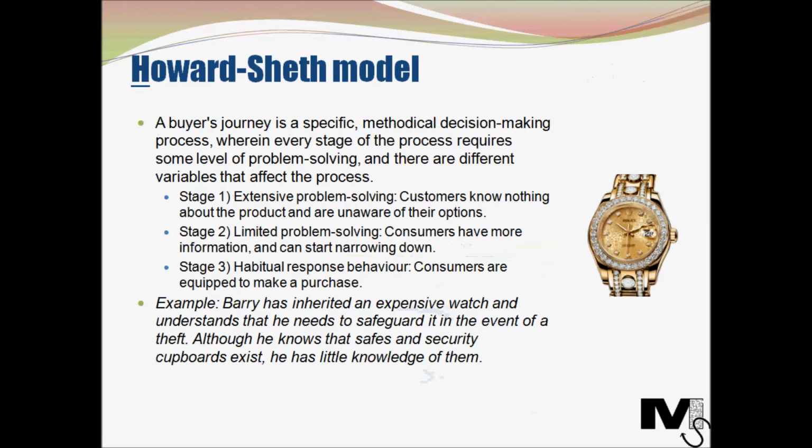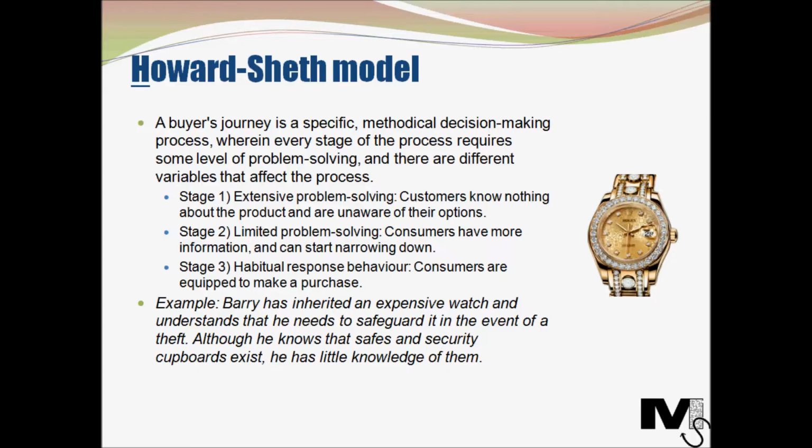The first contemporary model we're going to look at is the Howard-Sheth model. Now, this model states that a buyer's journey is a specific, methodical decision-making process wherein every stage of the process requires some level of problem solving by the consumer, and there are different variables that affect the different stages of the process. There are three stages in the model, and they are incremental. So you have to complete the lower stage to get to the higher stage. Now let's look at the stages.